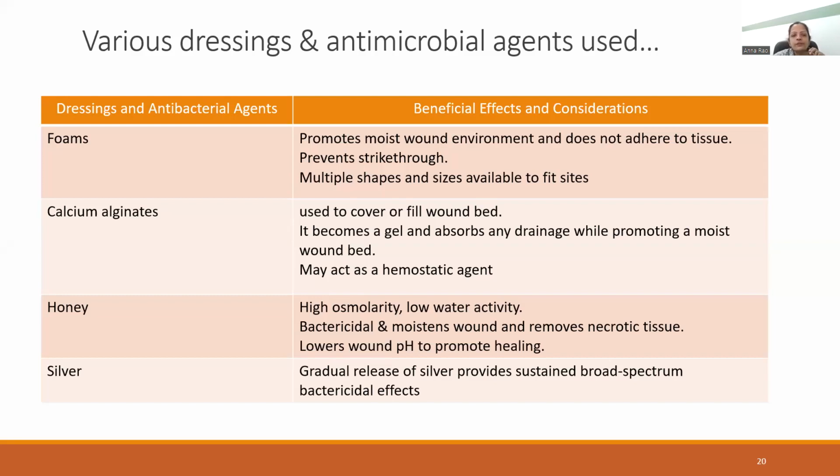Calcium alginates are also used. Honey, you can see here in the list, right? It has very high osmolarity and low water activity. So bactericidal effect is also there. It will also keep the moisture there. And it will help in removing the necrotic tissue. So it promotes healing also. Silver containing liquid or the ointment is also used in many cases.